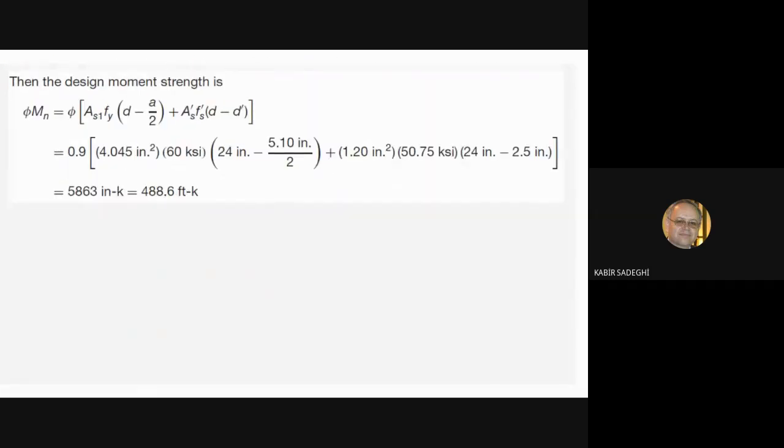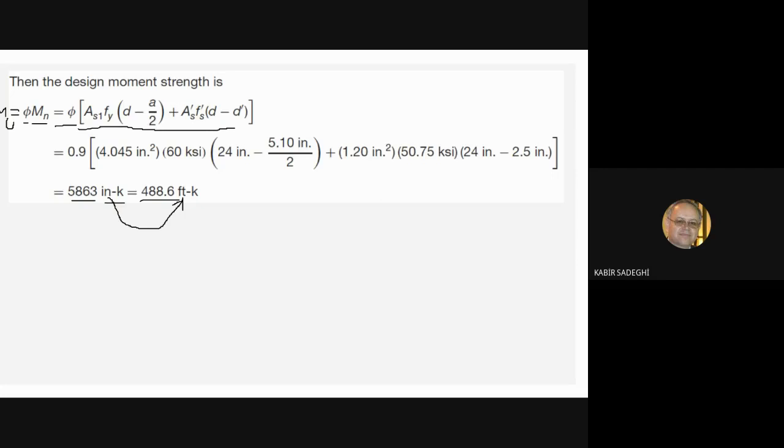In this slide, we calculate Mu. The ultimate moment capacity of the section, which is phi times Mn. Phi was a strength reduction factor, and Mn was the nominal moment of the section. We apply the values that we had before. By application of the values, we find Mu equals 5,863 inch-kips, converting inch to foot by dividing by 12. We find the value of Mu in foot-kips. That's all. The question is answered.